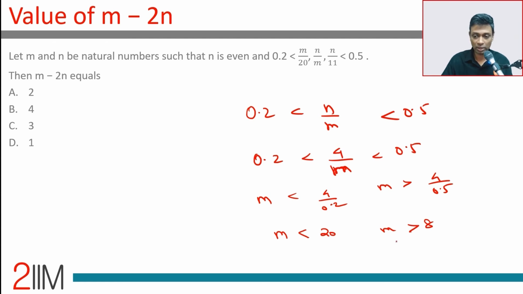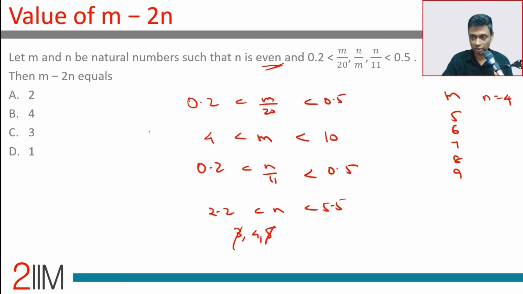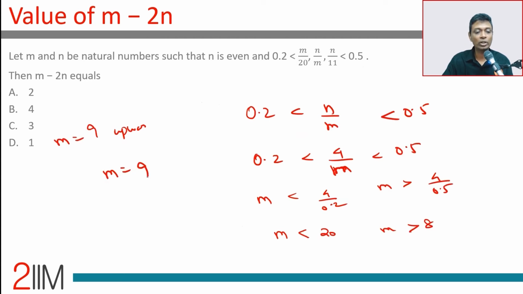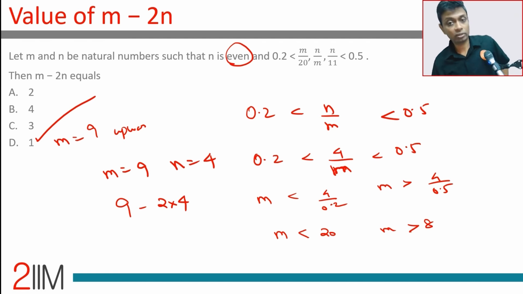You know, n is 4, m is greater than 8, so m should be 9 upwards, 20 downwards. m can take only 5, 6, 7, 8, 9, so m is equal to only 9. No other value is possible. n is 4. m minus 2n: 9 minus 2 into 4, 9 minus 8, 1. I missed this part and drove myself mad because I was getting multiple values for m and n. I tried with 3, 4 and 5 for n. I lost time and I was getting wrong answers and was getting bugged.